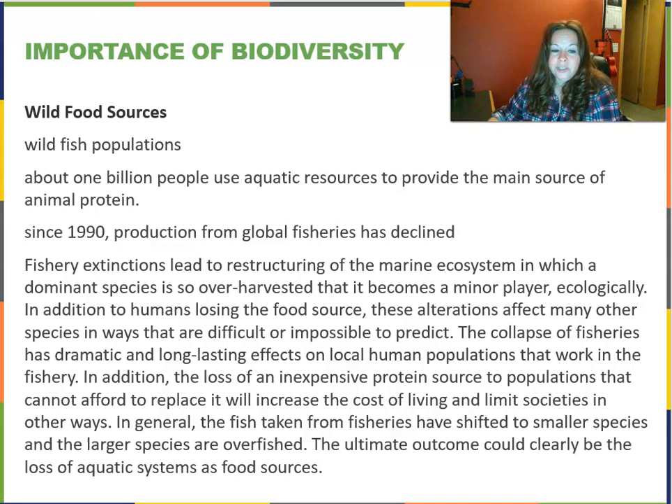The collapse of fisheries has dramatic and long-lasting effects on local human populations that work in the fishery industry. In addition, the loss of an inexpensive protein source to populations that cannot afford to replace it will increase the cost of living and limit societies in other ways as well. In general, the fish taken from fisheries have shifted to smaller species, and the larger species are overfished. The ultimate outcome could clearly be the loss of aquatic systems as food sources.